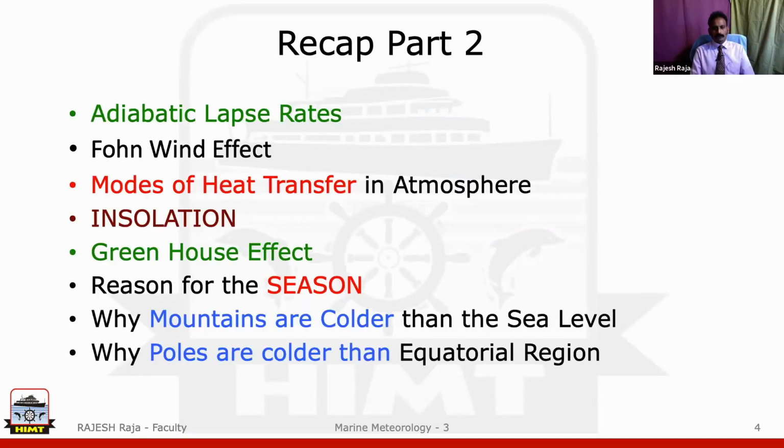Okay, this is what we did in the last module. We looked into adiabatic lapse rates. Then we saw what is foehn wind effect. Then modes of heat transfer in all the three physical states. We saw what is insolation, which is the energy coming from the sun. What is greenhouse effect? I had asked you a small question on that. We'll look into that question as well. What was a season? And then finally, why mountains, any place with high altitudes or places of high latitudes, why they are colder. So these are the topics done last time. So let us continue from this.